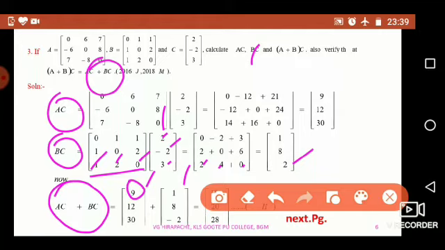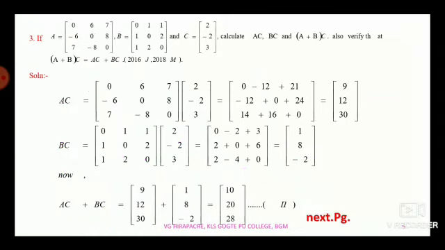If I add the corresponding elements of both the matrices, 9 plus 1 is 10, 12 plus 8 is 20, and 30 minus 2 gives 28. Therefore AC plus BC is a matrix containing the elements 10, 20 and 28. This equation you can denote as equation number 1, or I have denoted it as equation number 2 since I have taken the right hand side of the required equation.